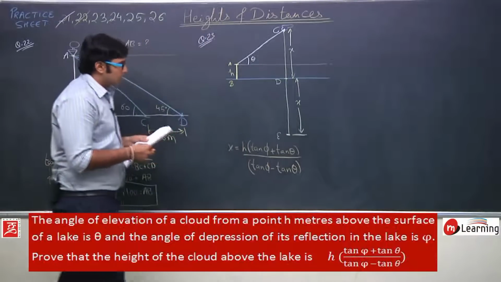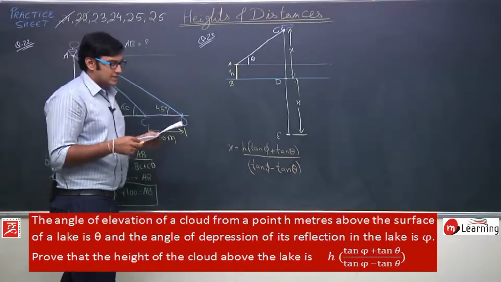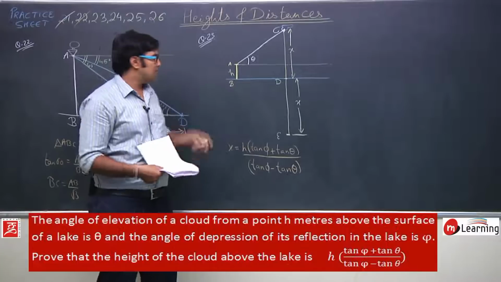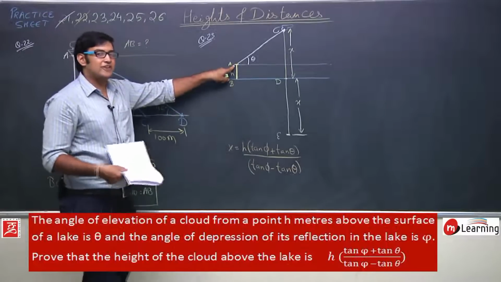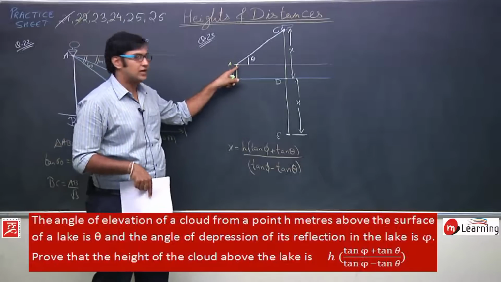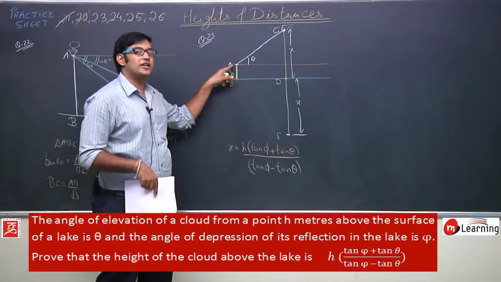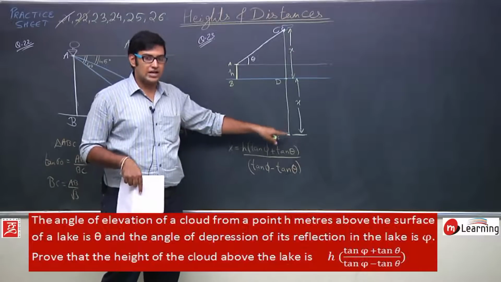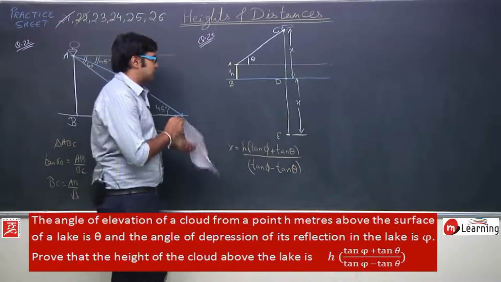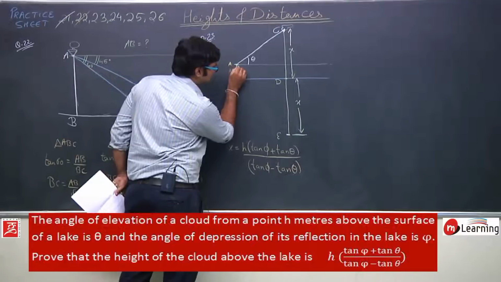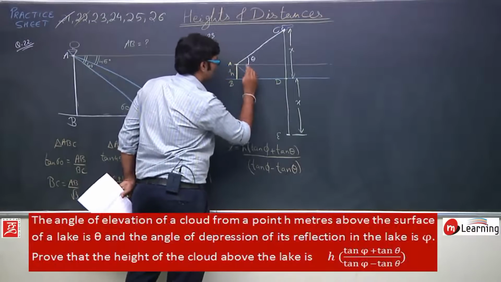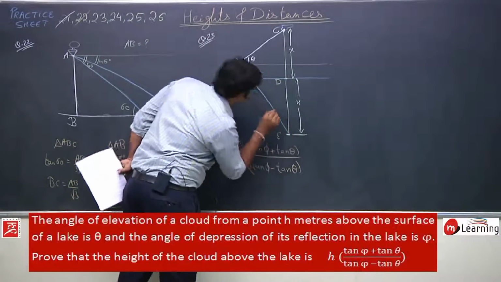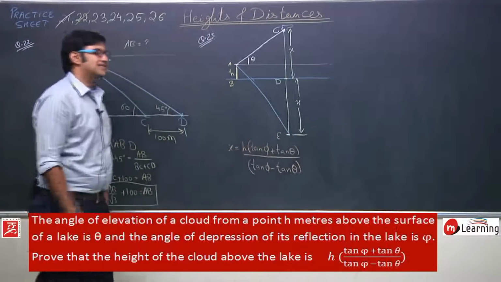Now, is anything else given? Yes, it says the angle of depression. What is the point of observation? My point of observation is A. So the angle of depression should be calculated from this point A. This is the point E, the image of the balloon. So the line of sight will be drawn like this. This is the line of sight.